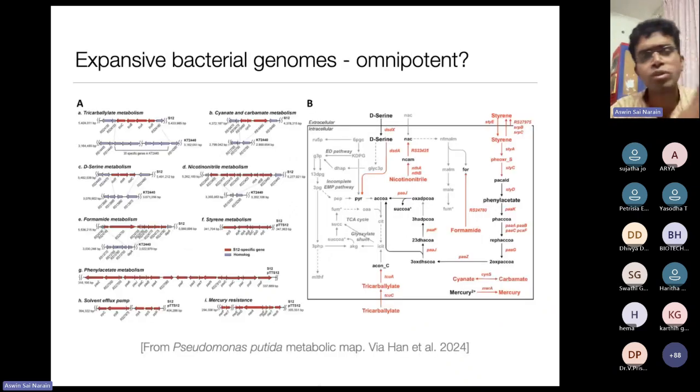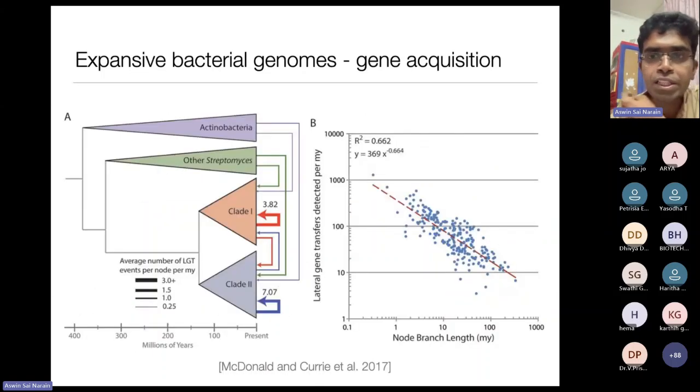And at the other extreme of genome size are these really large bacterial genomes capable of all kinds of crazy things. And here is Pseudomonas, and it has all these interesting metabolic pathways, which you usually don't see. Solvent efflux, mercury resistance, all kinds of nasty solvents this can break down. So these kinds of strange processes are part of certain bacterial clades with very large genomes.